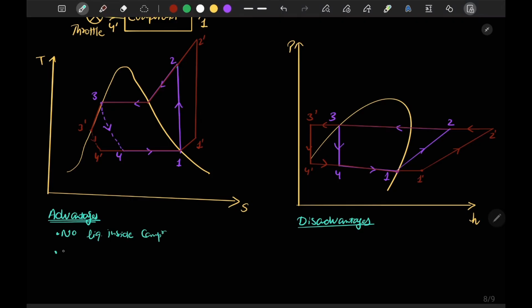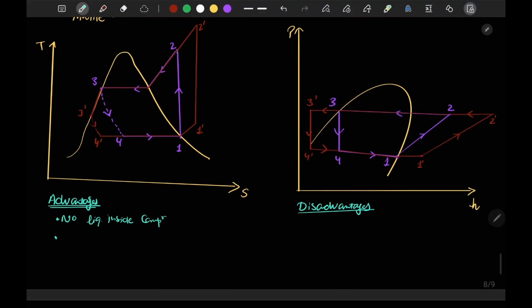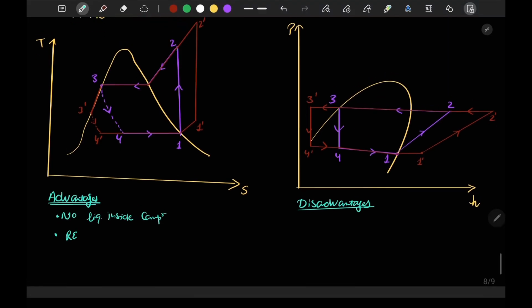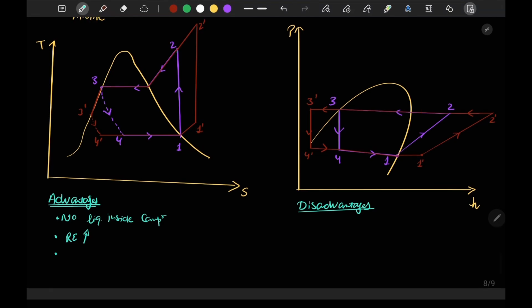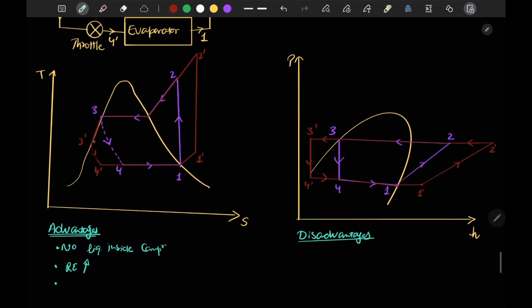Okay, the second point is that the refrigeration effect increases, and it increases by the amount h4 minus h4 dash. Okay, refrigeration effect increases. The third point we can say is that since the subcooling is performed in the heat exchanger, the condenser size matters. If we had to perform subcooling in the condenser, the total h2 minus h3 dash would be performed in the condenser.